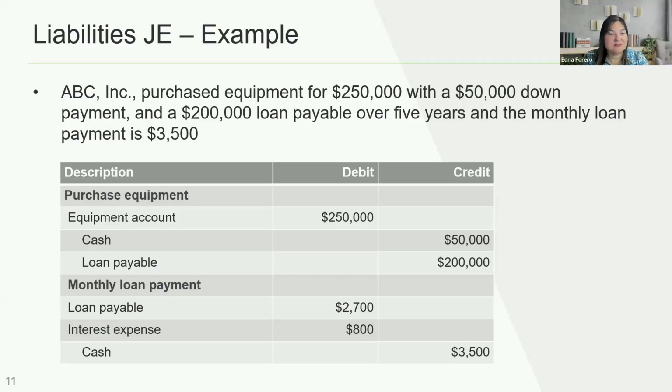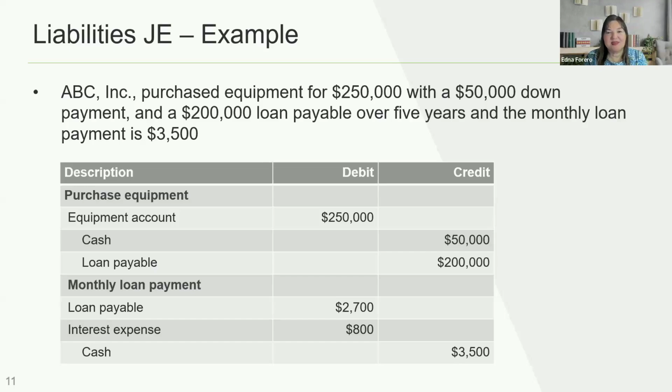payments. So in this particular example, we'll see that the equipment was purchased for $250,000. So we've got that left side debit. They've already made a payment of $50,000, so that's a credit. And then they've got a loan payable remaining of $200,000. So you'll see that on the right-hand side as a credit. Now their monthly loan payment, there's $2,700 that goes to the principal and $800 that goes to the interest as an expense. So we'll see those on the left side, and the cash is on the right-hand side at $3,500.